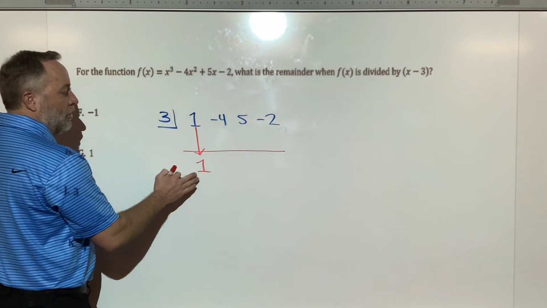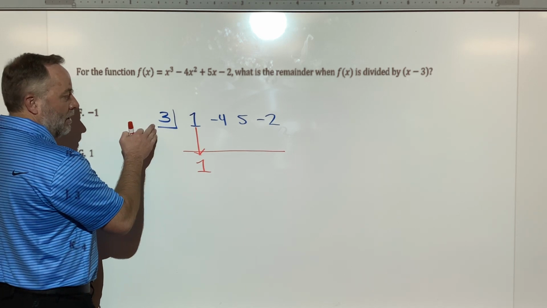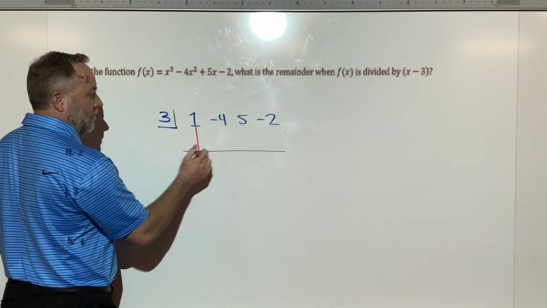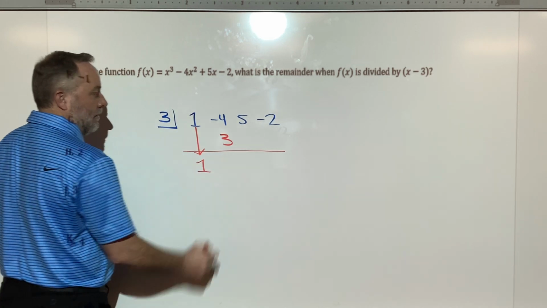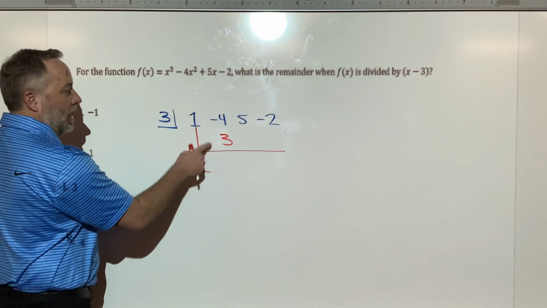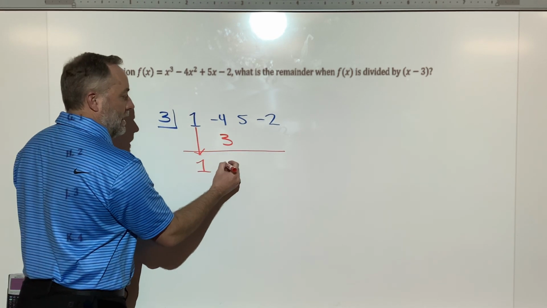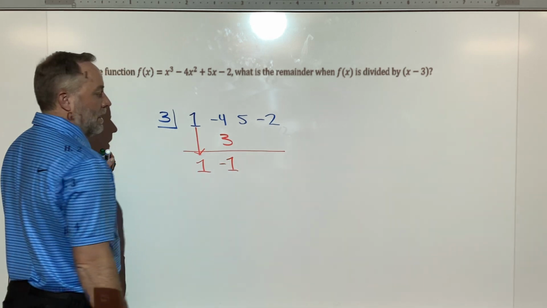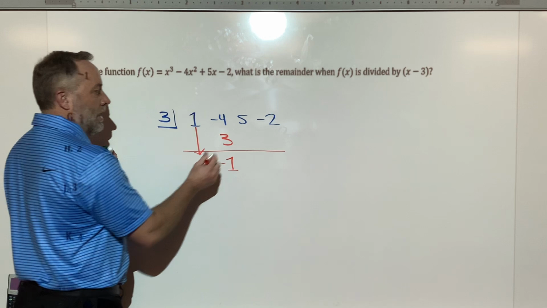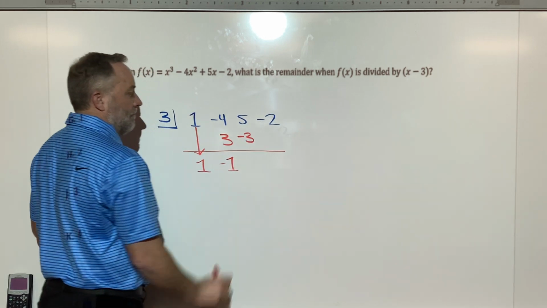And then you multiply that value by whatever you have in the box here. So 3 times 1 gives us 3, and that goes here. Then you always add when you're above the line. So -4 plus 3 is -1. When you're below the line, you multiply. -1 times 3 is -3.